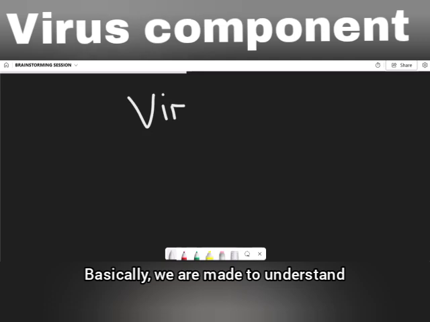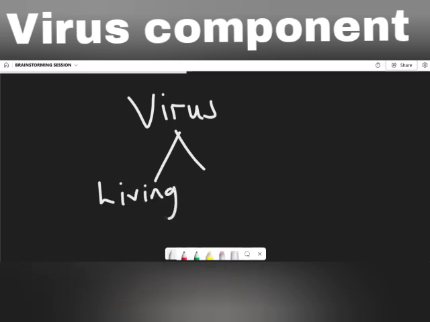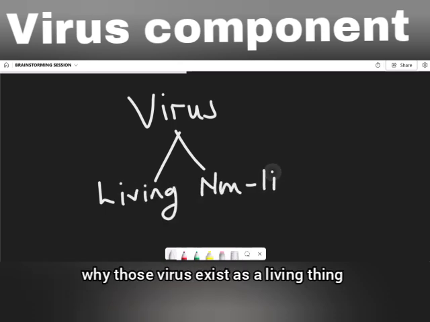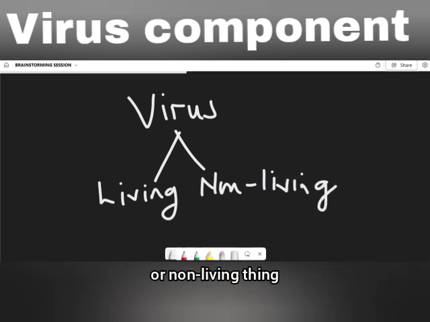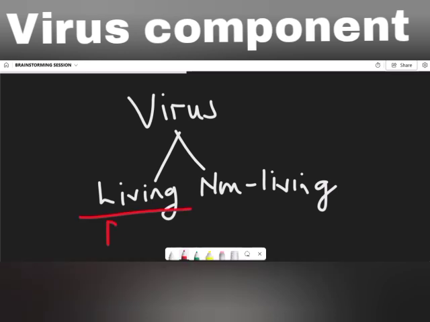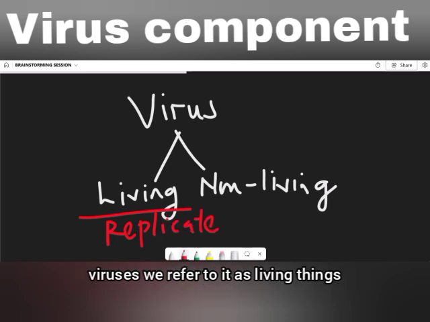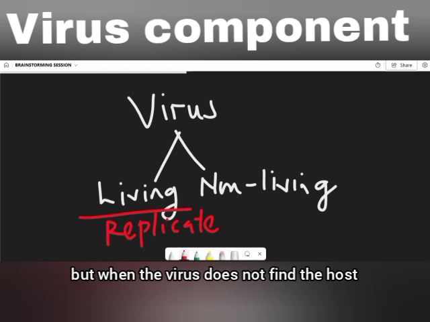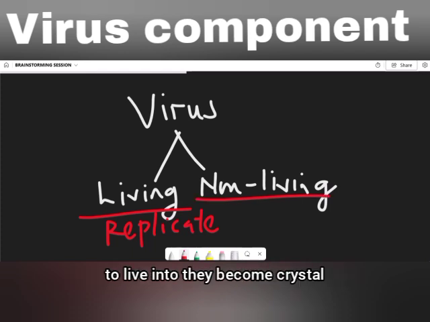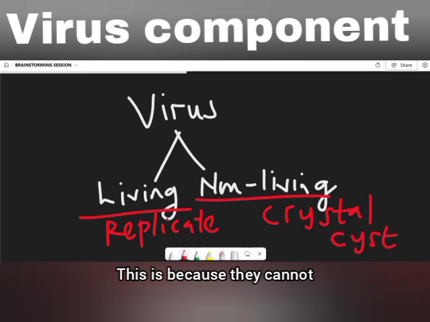Basically, we are made to understand that a virus exists as either a living thing or a non-living thing. Why does a virus exist as a living or non-living thing? Because when the virus gets to the host, it can replicate. So because it can replicate to produce more viruses, we refer to it as a living thing. But when the virus does not find a host to live in, it becomes a crystal, or sometimes they call it a cyst. This is because they cannot exist alone unless they have a host.